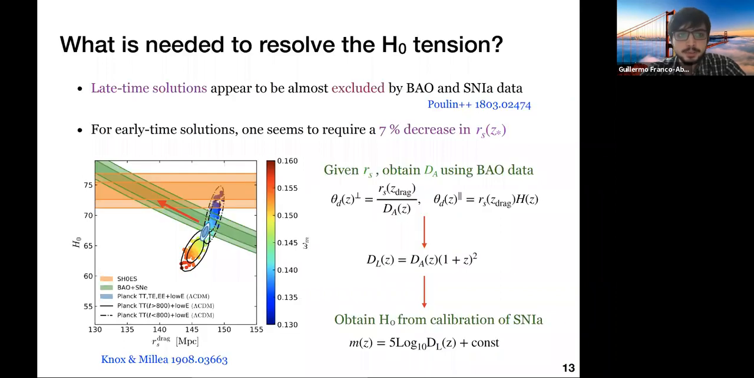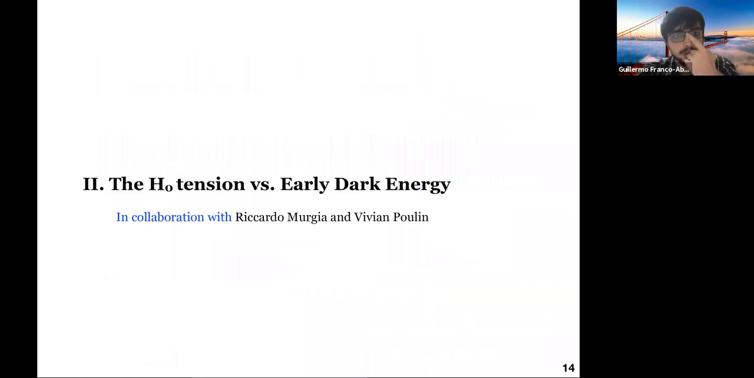So yes, this was the first part of the talk. Now I will move to talk about a particular scenario of the early universe, which is called early dark energy, that achieves precisely this reduction in the sound horizon and can resolve the Hubble tension.